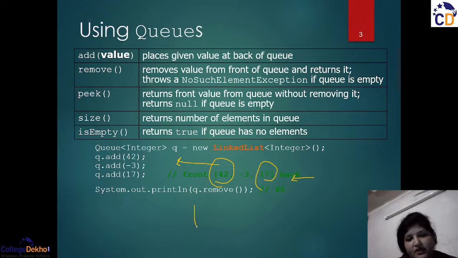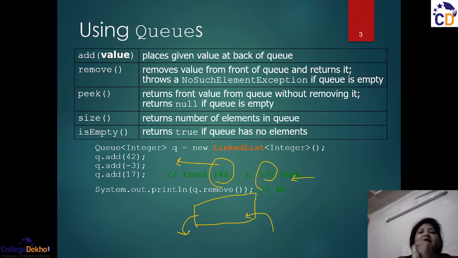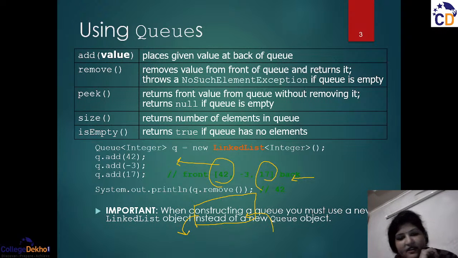So it's a kind of a bus. Like you have seen the bus architecture, the people get into the bus from here, and the people come out of the bus from here. So this works like this only. The basic logic behind that is using this. So note, when constructing a queue, you must use a new LinkedList object instead of a new Queue object. So you are creating a new LinkedList object. You are not creating a Queue type of object, right?